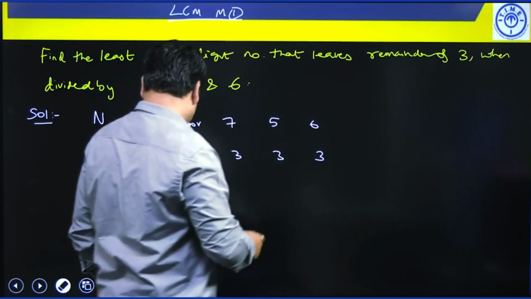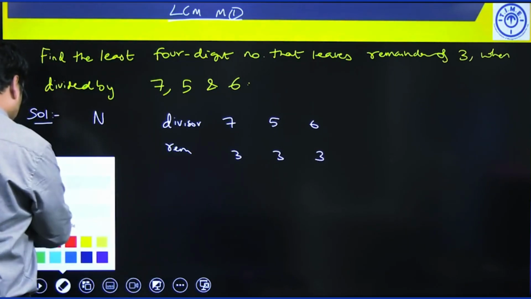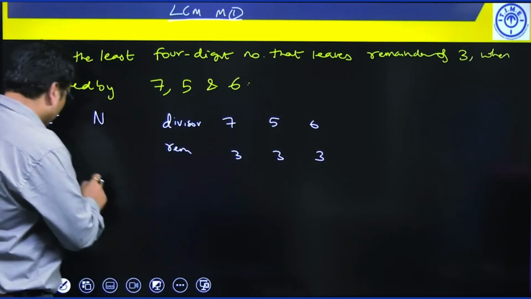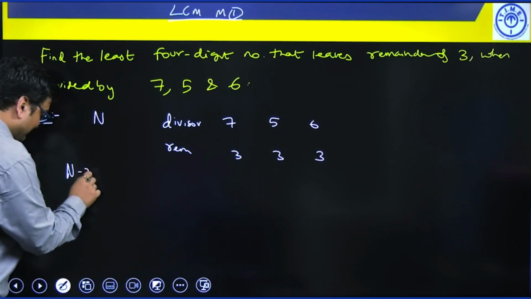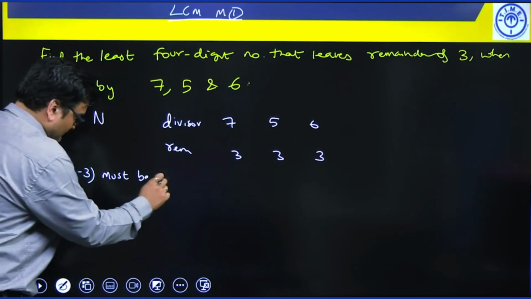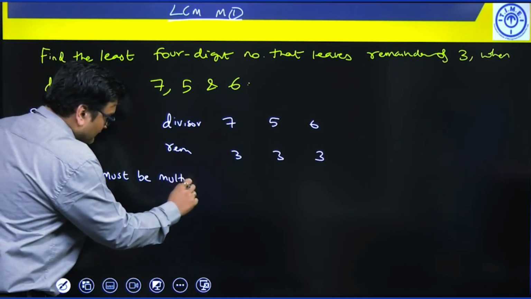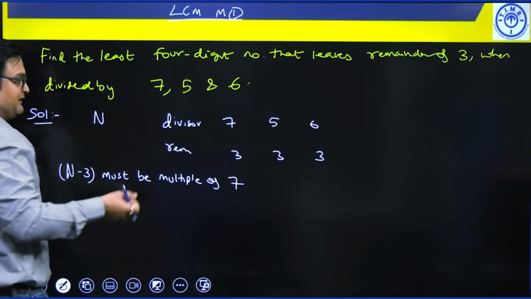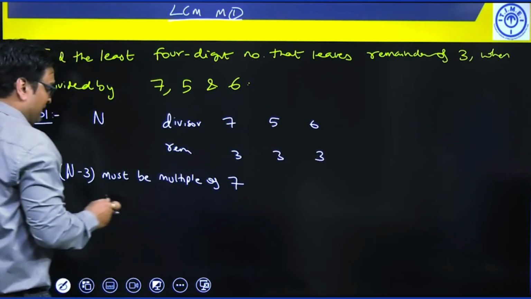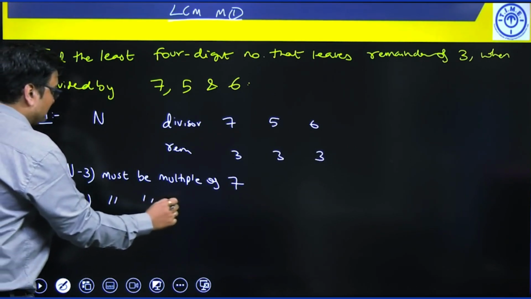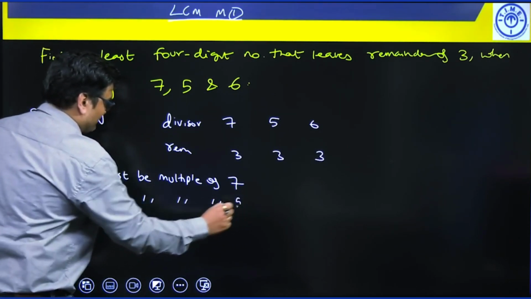So then I'll say n divided by 7, remainder is 3. That would mean n minus 3 must be a multiple of 7. Similarly, n divided by 5 gives you 3 remainder. That would mean n minus 3, the same number, must be a multiple of 5 also.